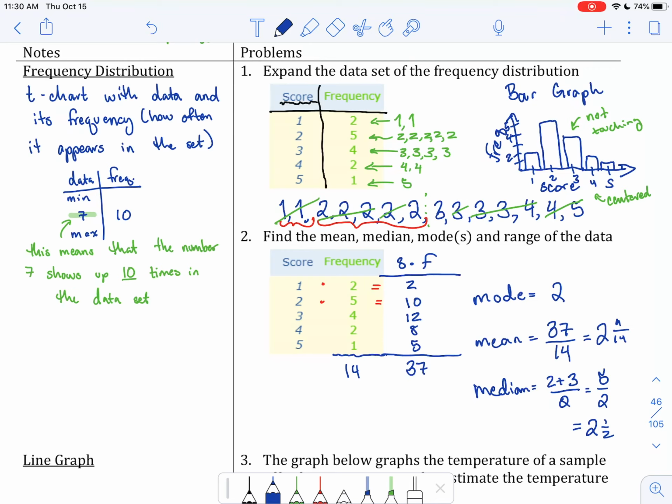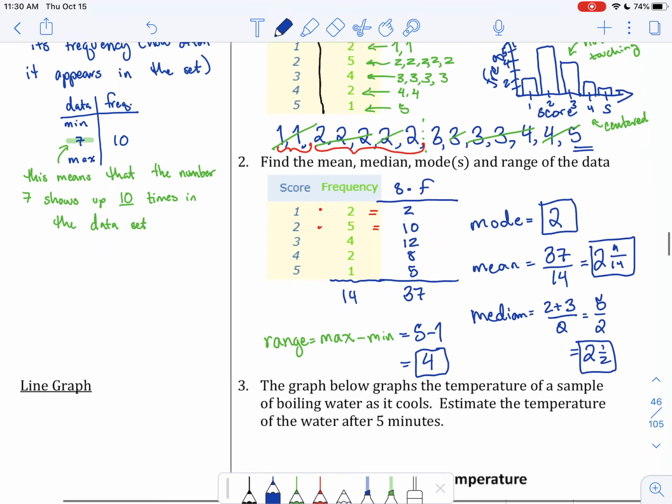Finally, our range, this is a new one. Range is equal to the maximum in our data set minus the minimum in our data set. So in this case, the biggest number of our data set is 5, and the smallest number is 1, so the range would be 4. And we always want to box our final answers to keep ourselves a little more organized. So there we go with bar graphs and frequency distributions.